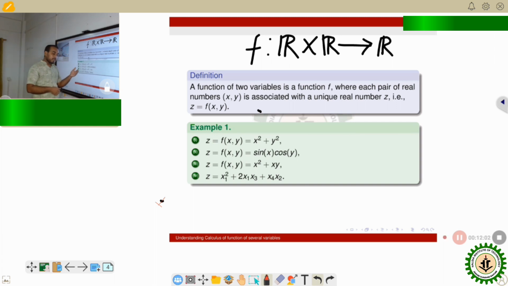Similarly, x square plus xy is also an example of a function of two variables whose output is a real number. But you can come across a fourth one, z equal to x1 square plus 2 x1 x3 and x4 x2. Here you can check that the number of parameters on the right hand side of the equation is 4. So this is an example of a function of 4 variables, not 2 or 3. All of these are real numbers and the output is a real number. So the definition need not be exactly for a function of 2 variables. It may be 3, 4 and higher also.